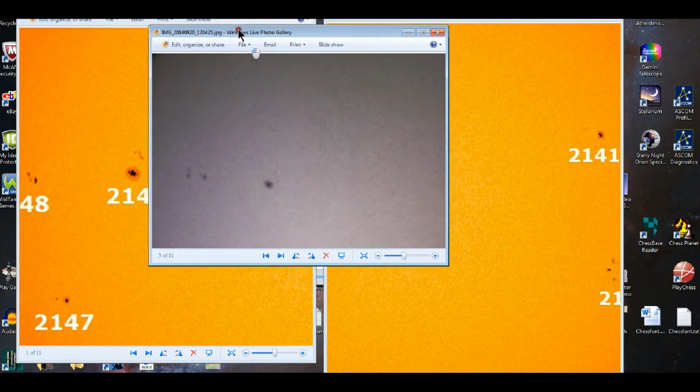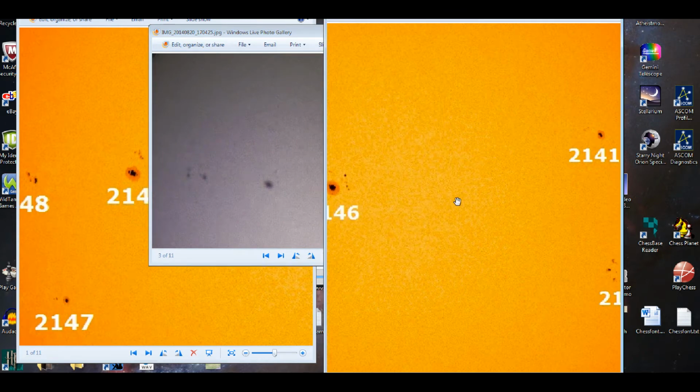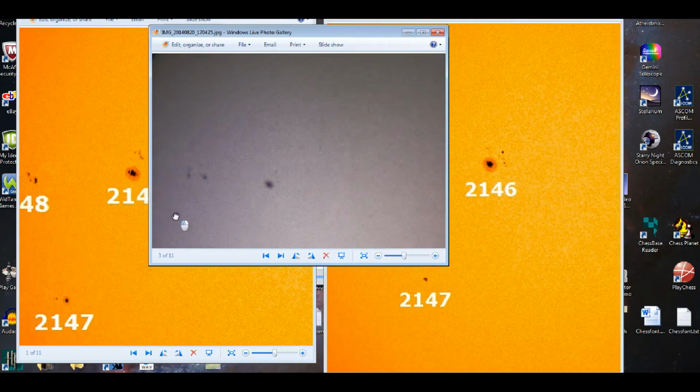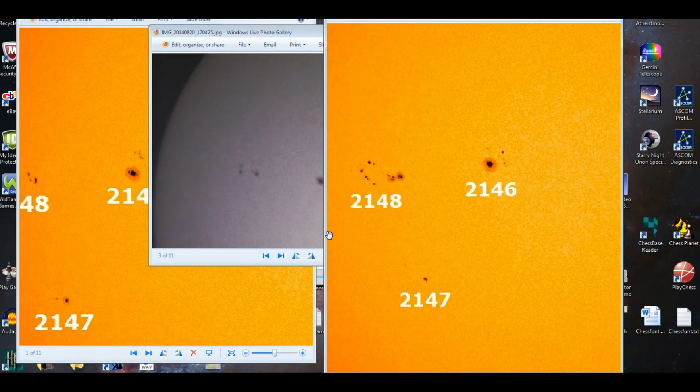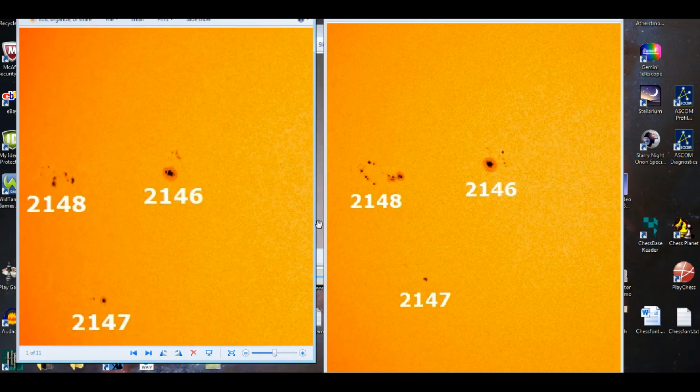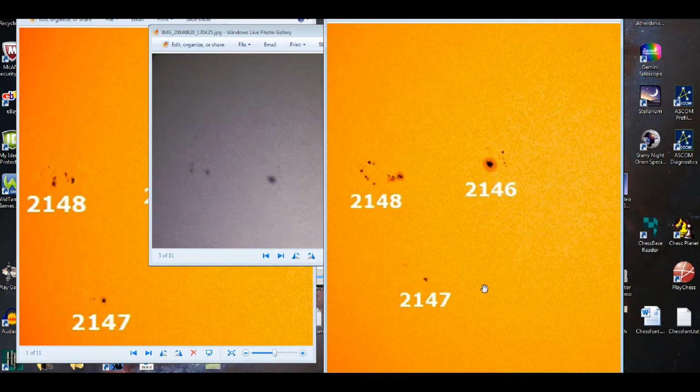Okay. So are you seeing this? Okay. So you can see the dots I'm talking about here. They look a lot more like this one. So let's compare 2148 in the same fashion. See if we can do both in the same fashion.